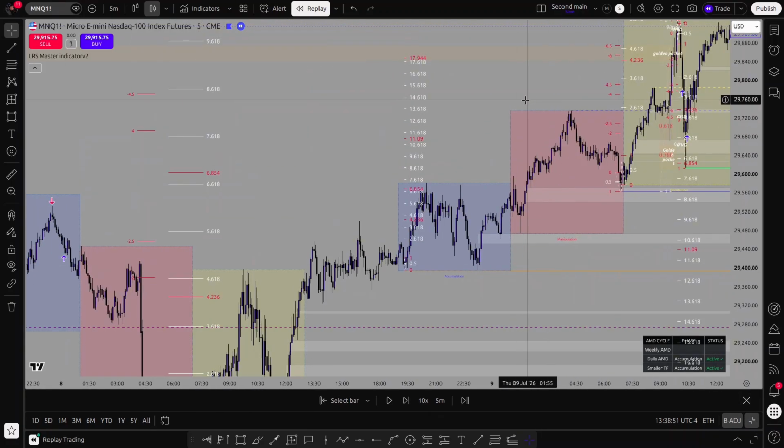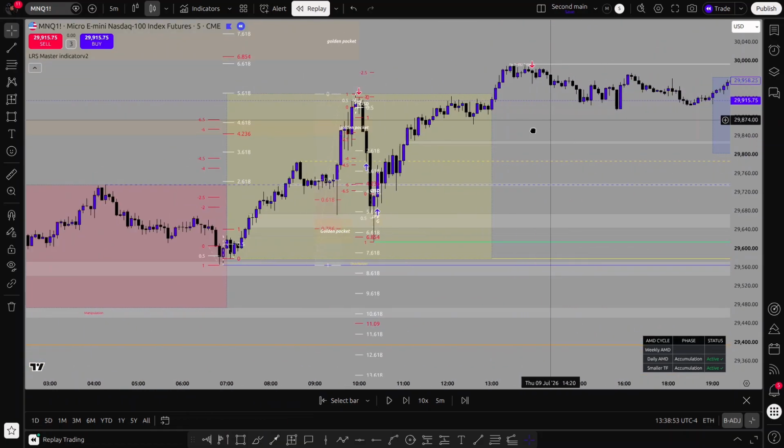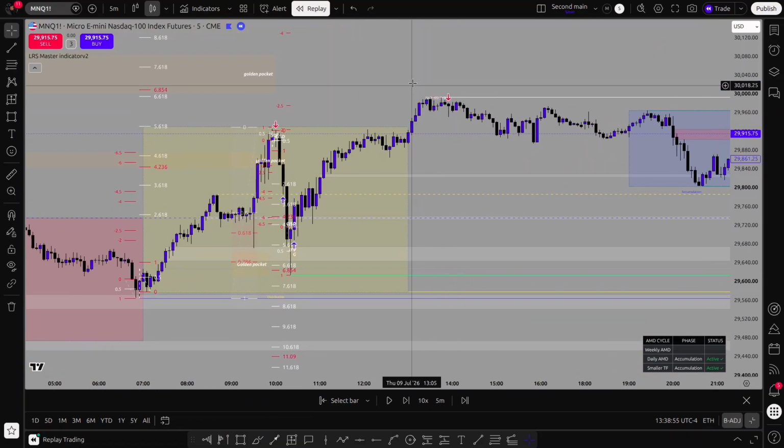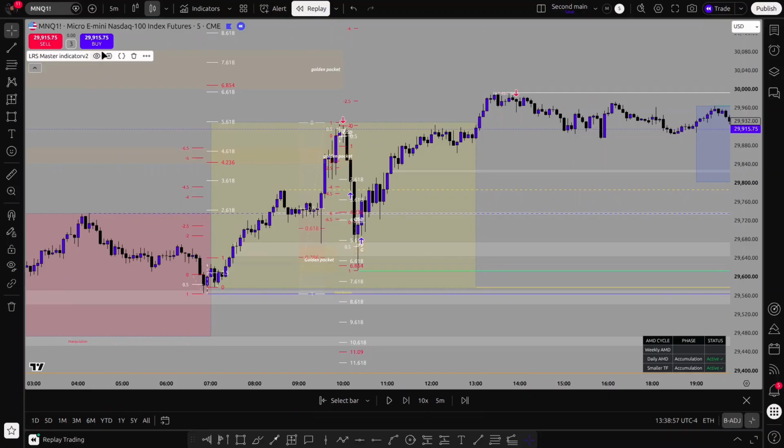This indicator is the most important tool that you can get. Okay, in case you're struggling with market maker models, then you have something completely automated for you to start aligning your system with market makers. That's the whole point of this golden pockets.